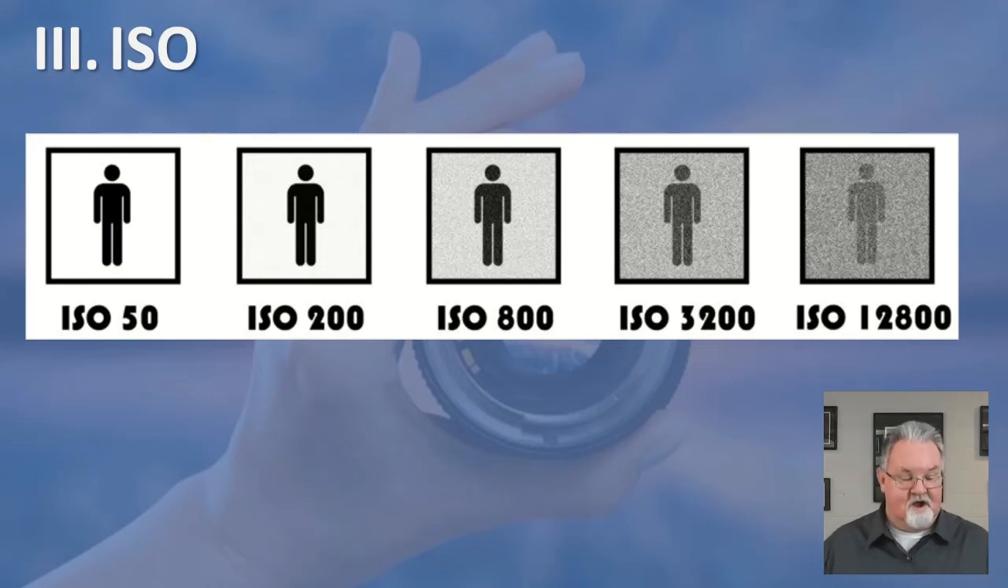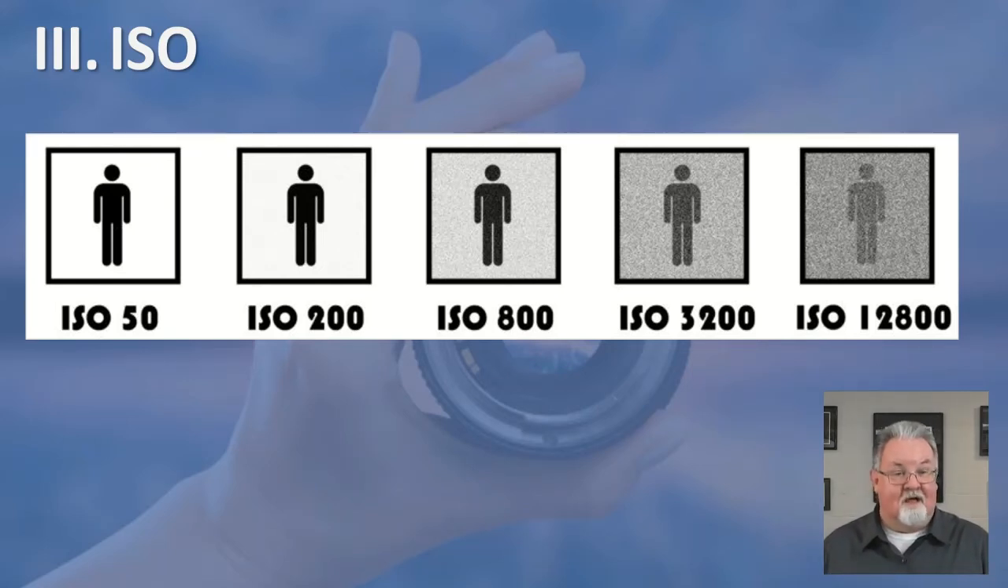And so with rare exceptions, we should always attempt to keep the ISO on our camera settings as low as we can possibly get it, because it creates noise, and I'm going to show you some real life examples in a minute. So unless it becomes absolutely necessary to do otherwise, we want to keep our ISO down nice and low.